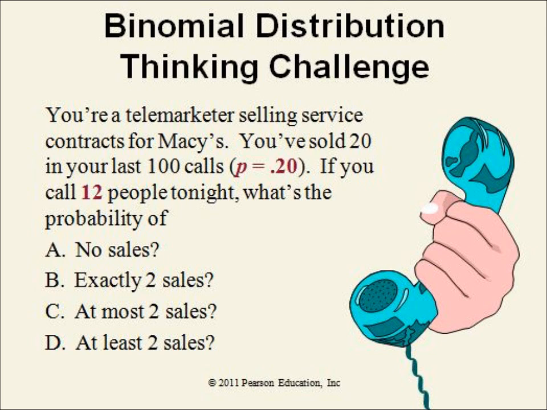And D is the opposite of that. Not the exact opposite, because they both share 2, but at least 2 sales would include selling 2, 3, 4, 5, or getting extremely lucky, and all the way going up through 12. So making 12 calls and selling 12 times.